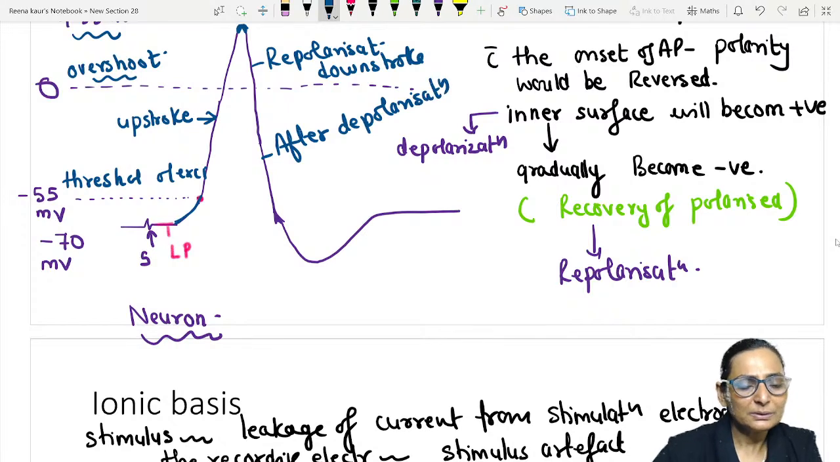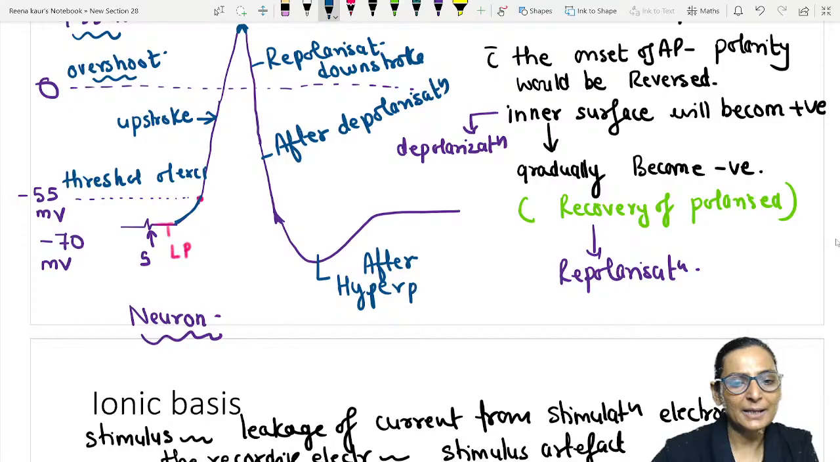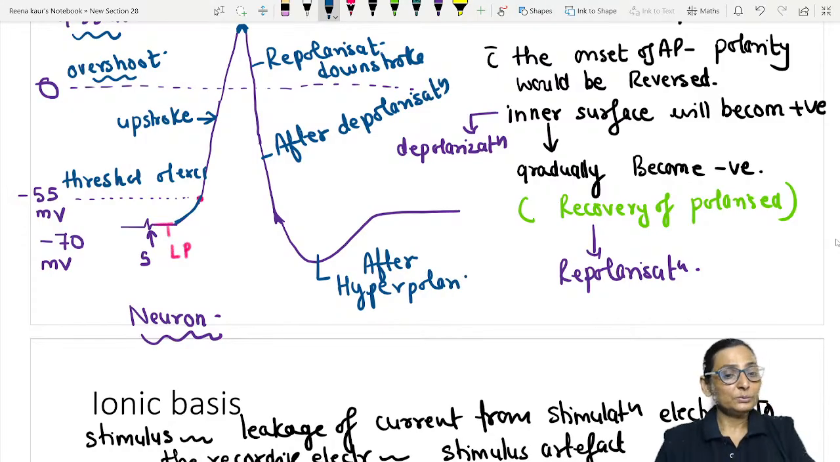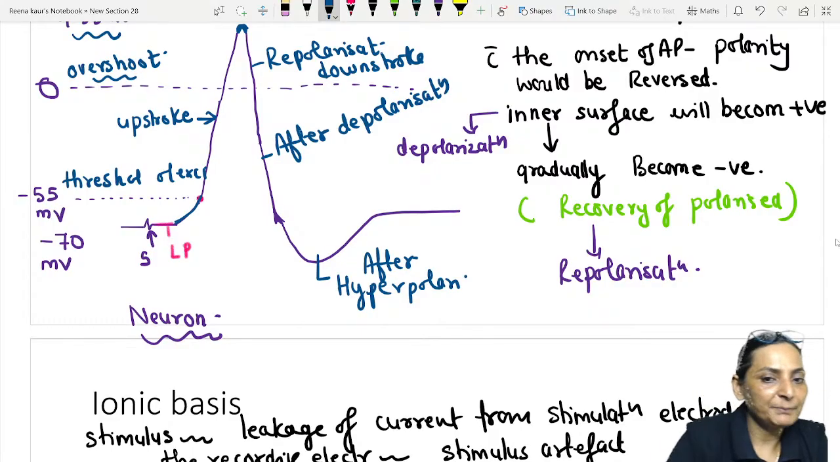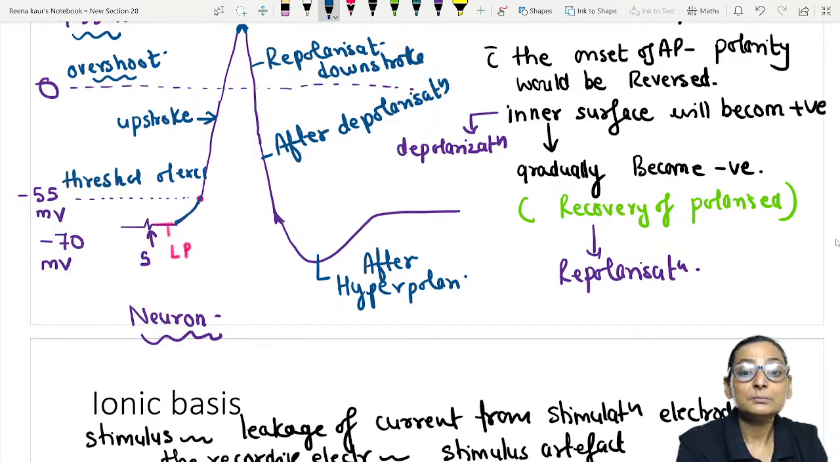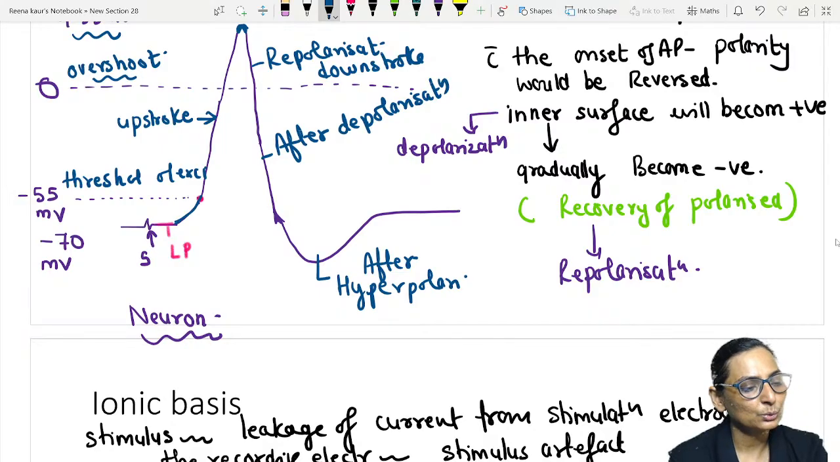Right? Now what we get over here is after hyperpolarization. After hyperpolarization, that means the membrane potential is becoming more negative than the RMP. The cause of this is the continued efflux of the potassium ions. Okay, the continued efflux of the potassium ions. Remember, the potassium channels, I told you that they are slow to open and they are slow to close. Right? They are slow to open and they are slow to close.